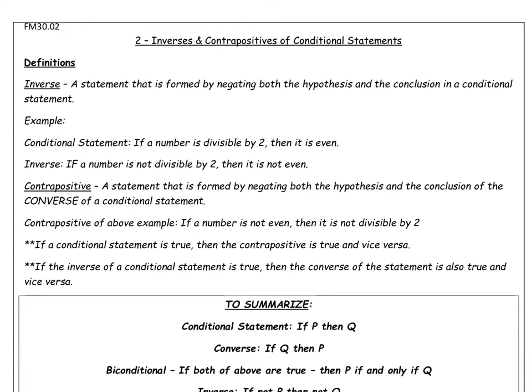All right, welcome to lesson number 2 on inverses and contrapositives of conditional statements. Just as a quick review, remember we've looked at a conditional statement, which has the form if P, then Q. For example, if there is snow on the ground, then it is winter. And we also looked at the converse of that, which would be flipping your hypothesis and your conclusion. So then you would say if it is winter, then there is snow on the ground.